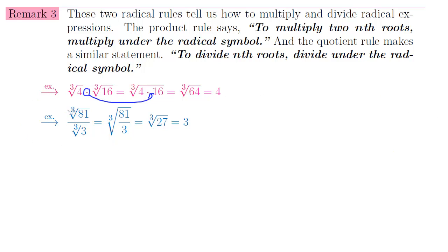Similarly, we can divide two cube roots, or any nth root, by switching the division symbol and putting it underneath the radical sign. So the cube root of 81 divided by the cube root of 3 is the cube root of 81 divided by 3, which means we get the cube root of 27 after we do this division. And the cube root of 27 is 3 because 27 is 3 times 3 times 3.